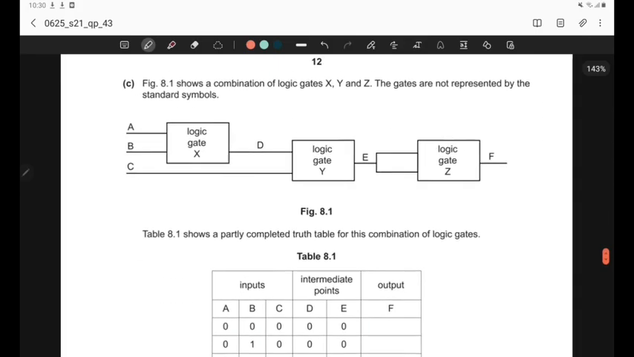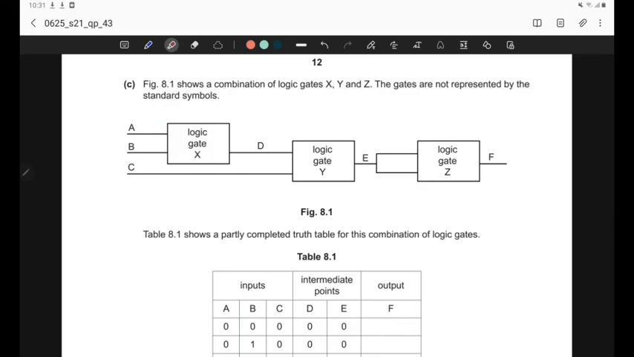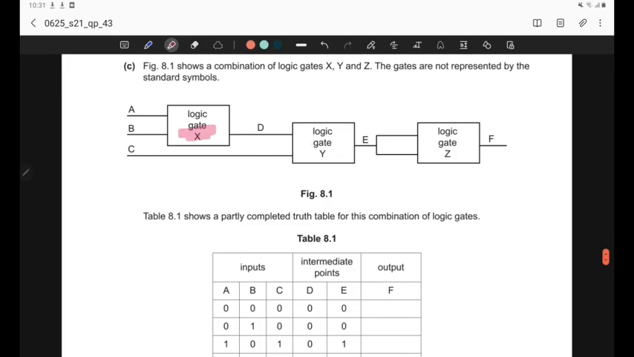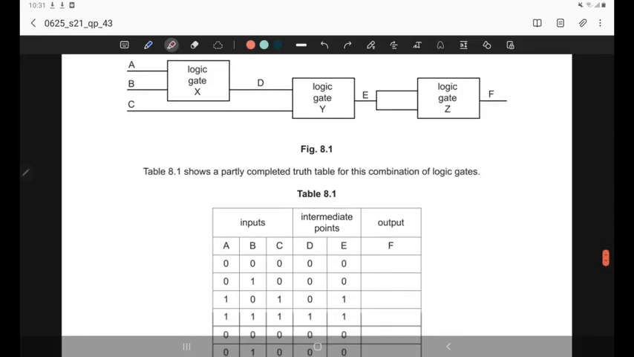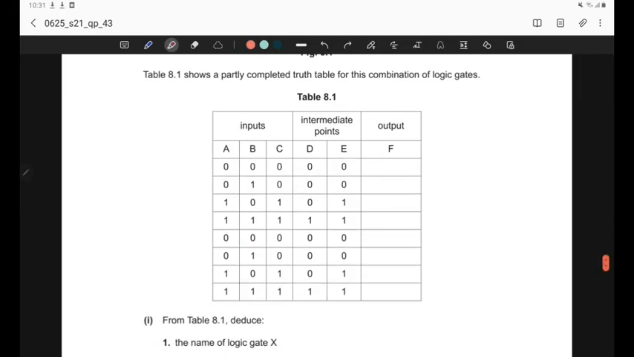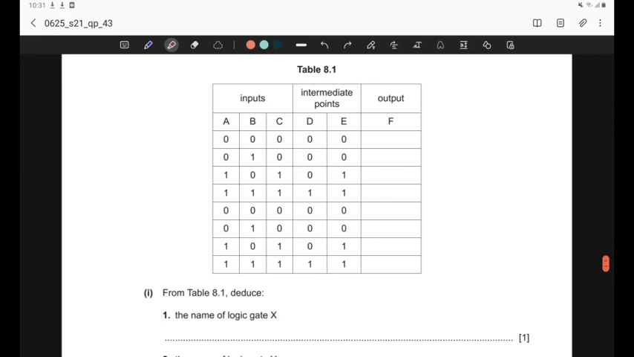Part C. Figure 8.1 shows a combination of logic gates X, Y and Z. The gates are not represented by the standard symbols. So we have basically 3 logic gates. It can be any logic gates, AND, OR, NOR, NOT, which is not mentioned in the question. Table 8.1 shows a partially completed truth table for this combination of logic gates. From table 8.1, deduce the name of logic gate X.